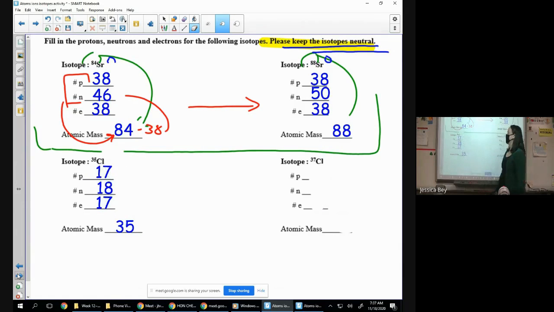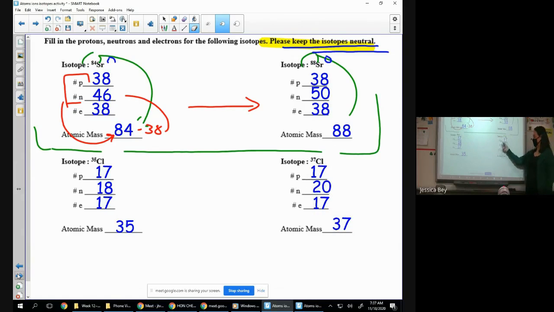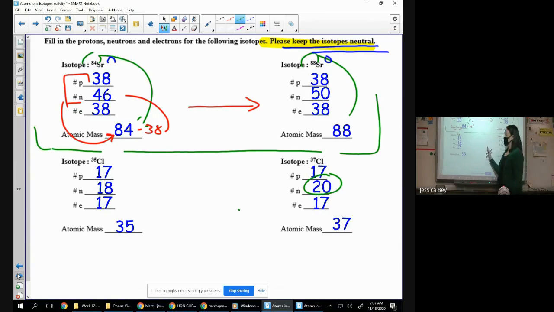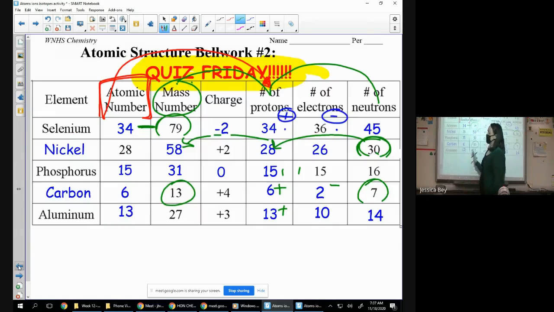On the back, okay, carbon, you're looking at chlorine, 17, 18, 17 to get an isotope of 35. This isotope, though, has a mass of 37. So the only thing is that you just have 2 extra neutrons. Okay? Awesome. So you will see things like this on your quiz tomorrow.